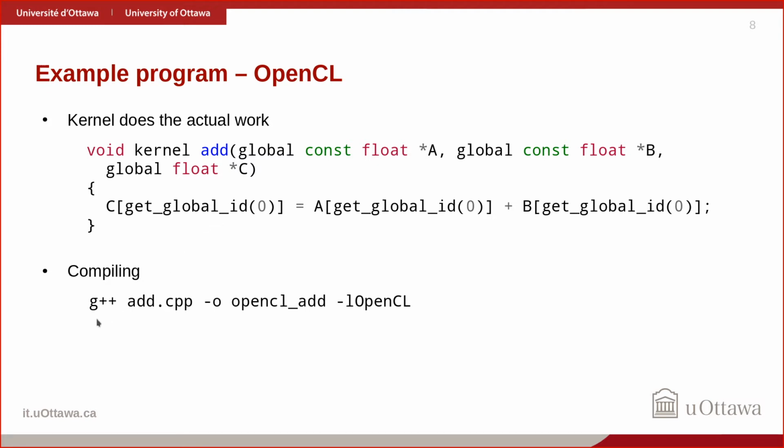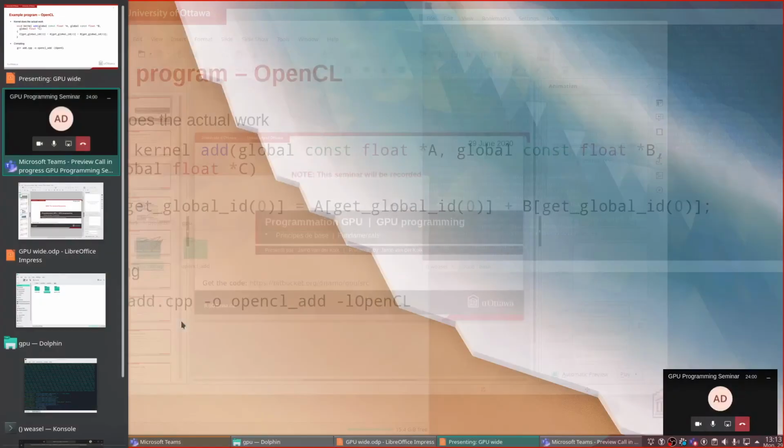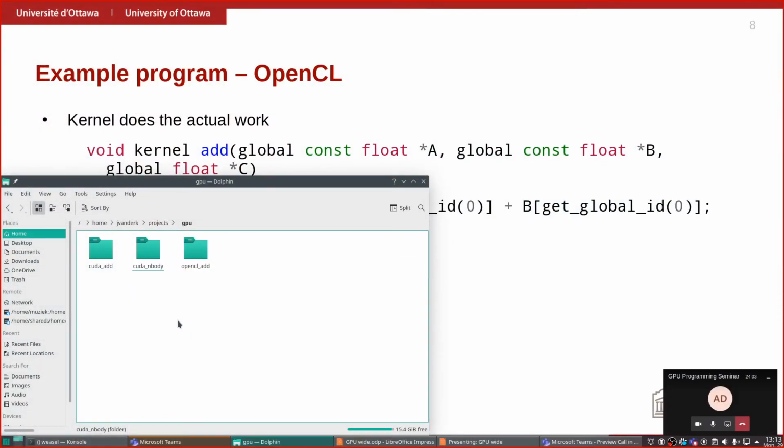And then for compiling, this is for Linux and Mac. For Windows, you would probably use something like Visual Studio or whatever. In that case, you need to make sure that you include the OpenCL library, and the rest is the same thing. So I have an example program for that. Let me just open it up.